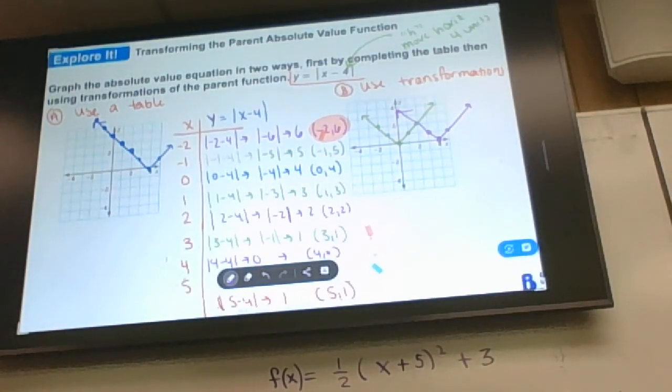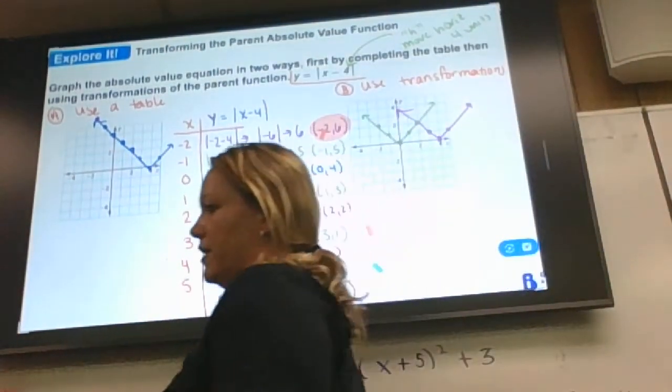I'm not saying it doesn't get more complicated than that. It does. Even with transformations, at times we will use a table to get it right. But really understanding how the numbers in the equation are going to move that graph around is so much more efficient than relying on tables to graph forever.